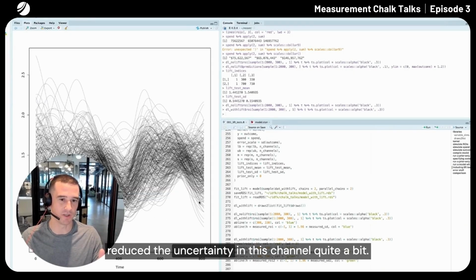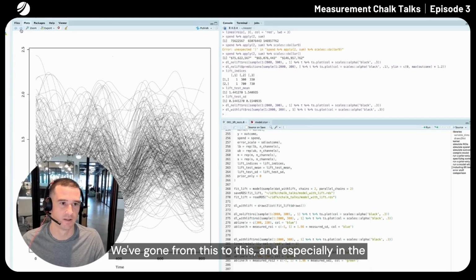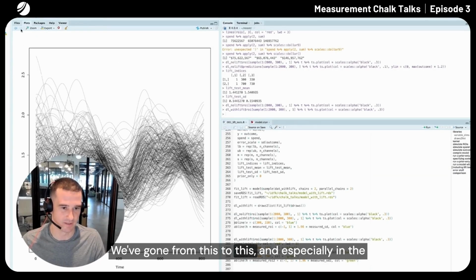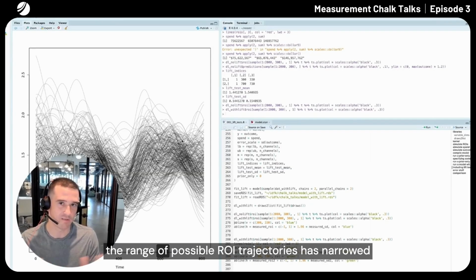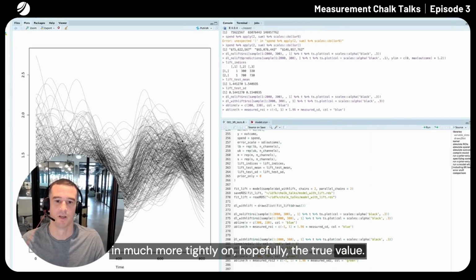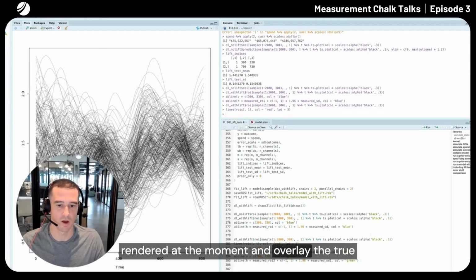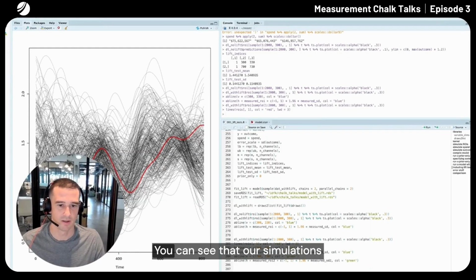And we've actually reduced the uncertainty in this channel quite a bit. We've gone from this to this. And especially in the regions where there are lift tests, we can see that the range of possible ROI trajectories has narrowed in much more tightly on hopefully the true value. I'm going to start on this plot that's being rendered at the moment and overlay the true ROI curve here, which will show up in red. You can see that our simulations are compatible with the ROI.